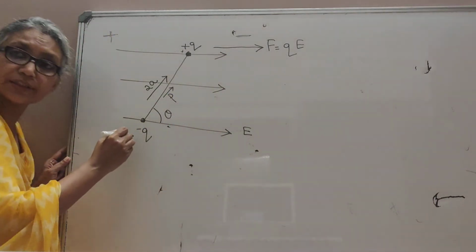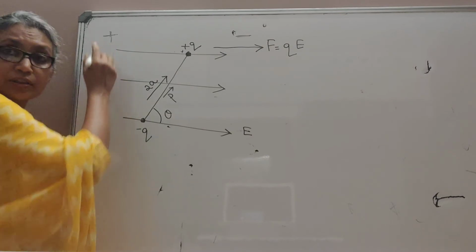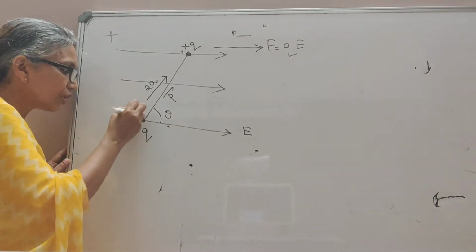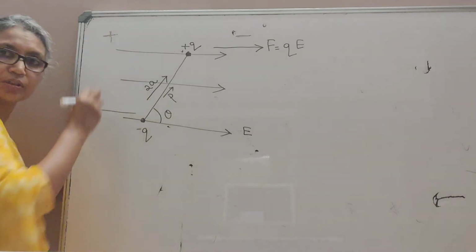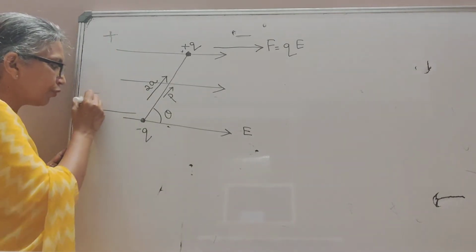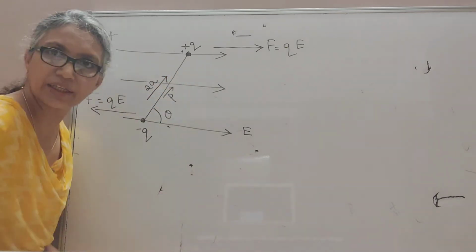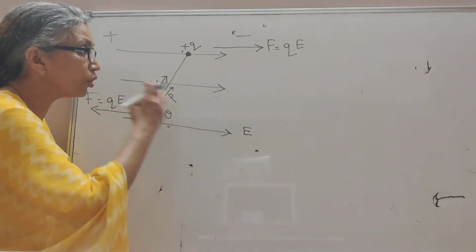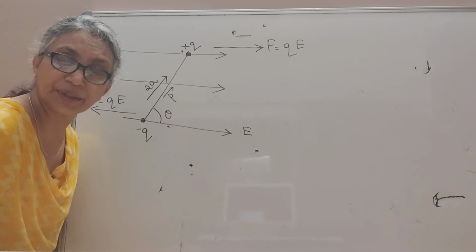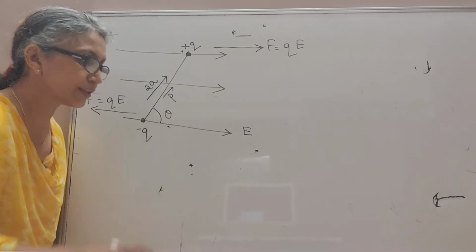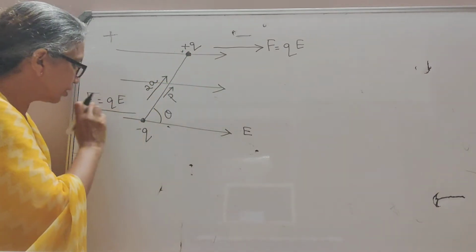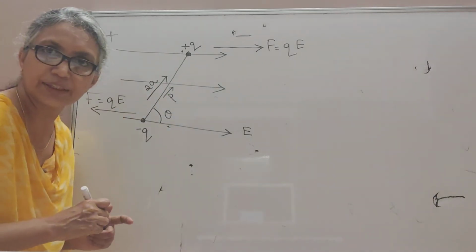Similarly, for this minus q here, you have a positive plate here. So this negative charge will be attracted towards the positive plate with the same force F equal to qE. Why? Because both the charges are the same, and we have a uniform electric field. Uniform electric field means the magnitude of the field is the same everywhere. So this force and this force are going to be the same.